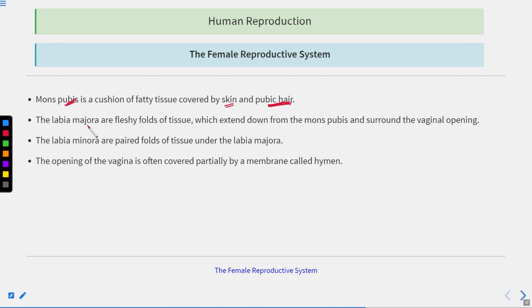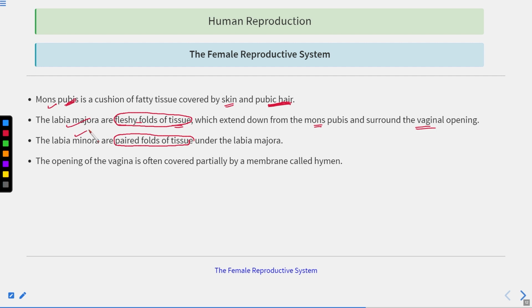Now, the labia majora. These are the fleshy folds of the tissues which extend down from the mons pubis and surround the vaginal opening. So this is known as the labia majora. Now, labia minora. So these are paired folds of tissues again, which are present under the labia majora. First you have mons pubis, then you have labia majora, then you have the labia minora.